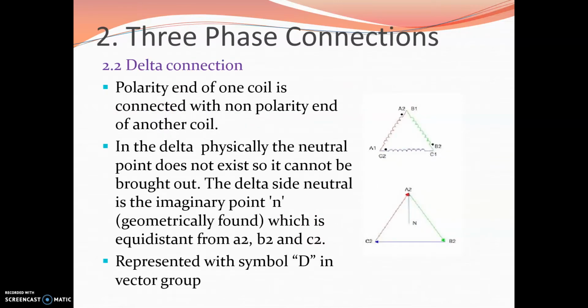When the polarity end of one coil is connected to the non-polar end of the other, it is called a delta connection. In the delta, physically the neutral point does not exist, so it cannot be brought out. The delta side neutral is an imaginary point N, which is equidistant from A, B2 and C2. This is usually represented by the capital symbol D in the vector group.